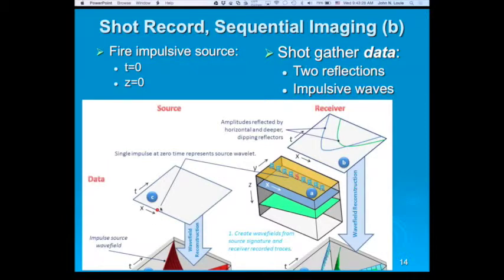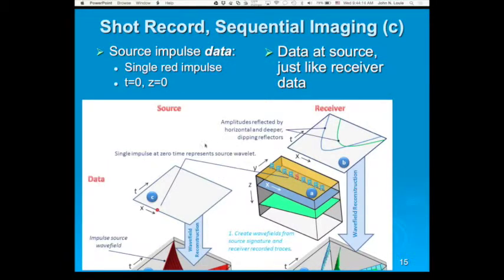We've got the impulse data at the source location, and actually, these lines are just lines of impulses at the various times that the reflections arrive at the receivers. They're still impulsive waves. Nothing complicated about the amplitude or the phase or the shape of the waves. So all these assumptions are right so far, still infinite bandwidth.